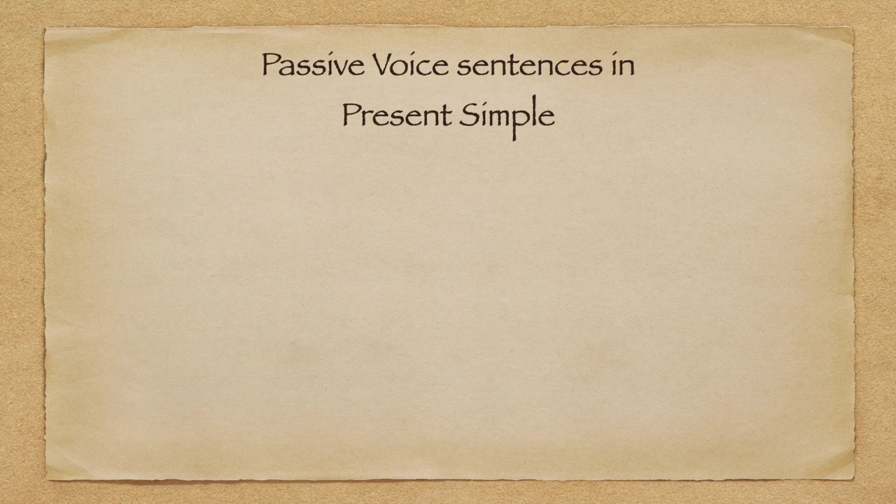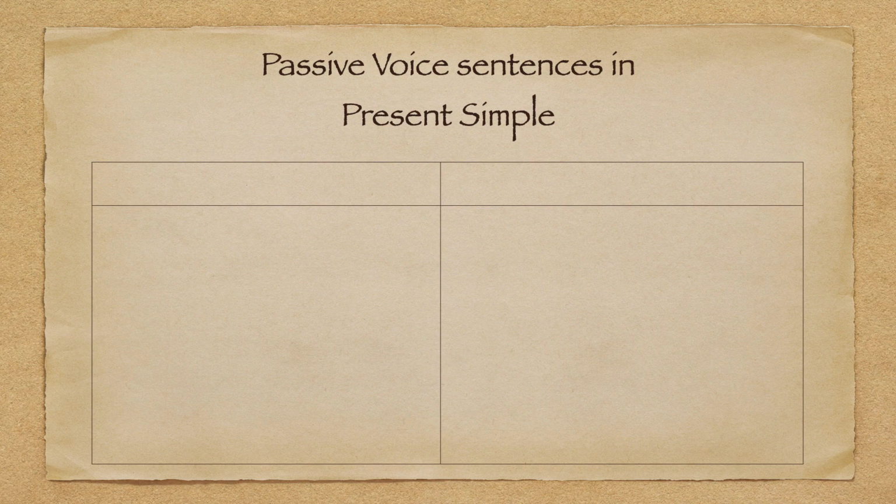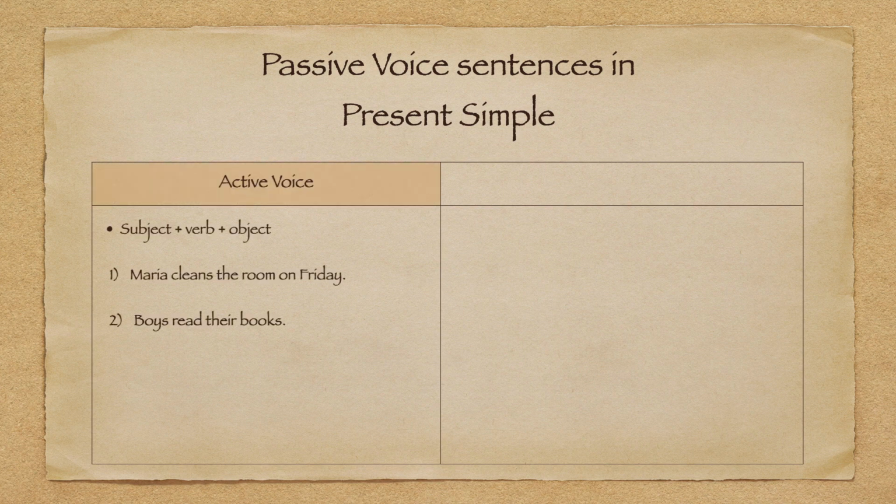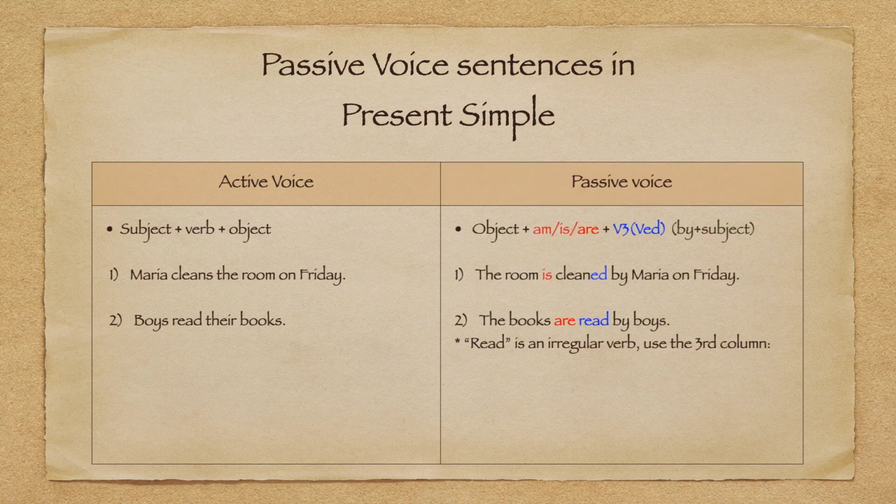We're going to learn how to make sentences in the present simple. So here you see the present simple sentences in the active voice. We have our subject, our verb, and our object here in both of these sentences. Number 1, Maria cleans the room on Friday. Number 2, boys read books.